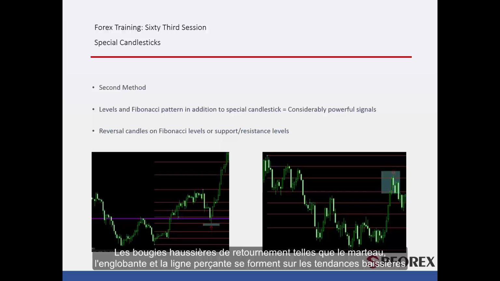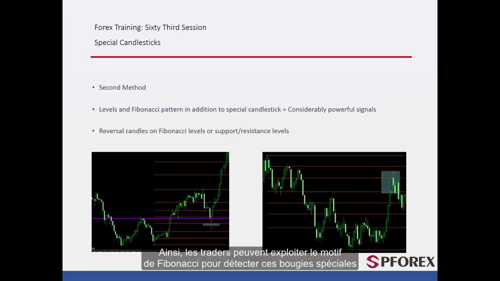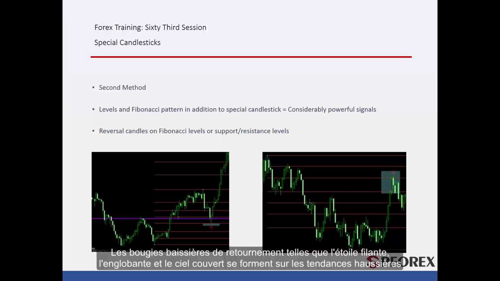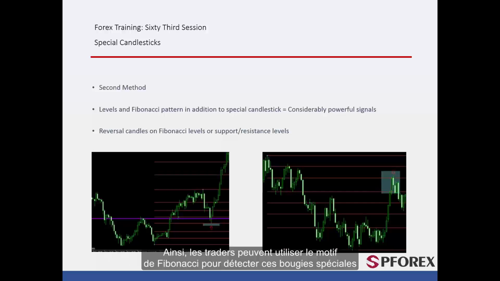Reversal bullish candles such as hammer, engulfing, and piercing line form on downward trends. Also, traders can exploit Fibonacci patterns to detect these special candlesticks. Reversal bearish candles such as shooting star, engulfing and dark cloud form on upward trends. Also, traders can use the Fibonacci pattern to detect these special candlesticks.